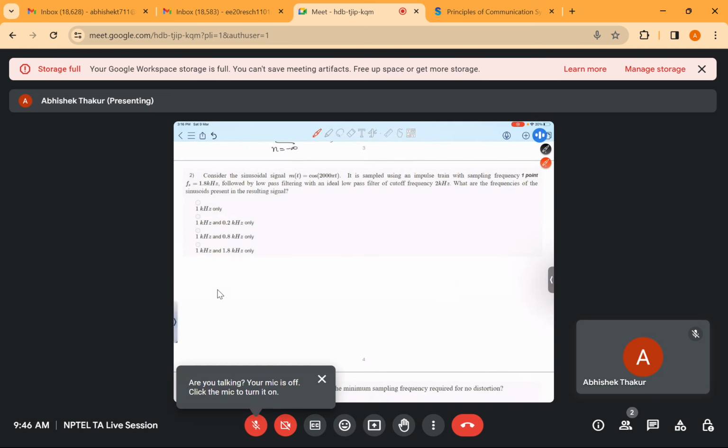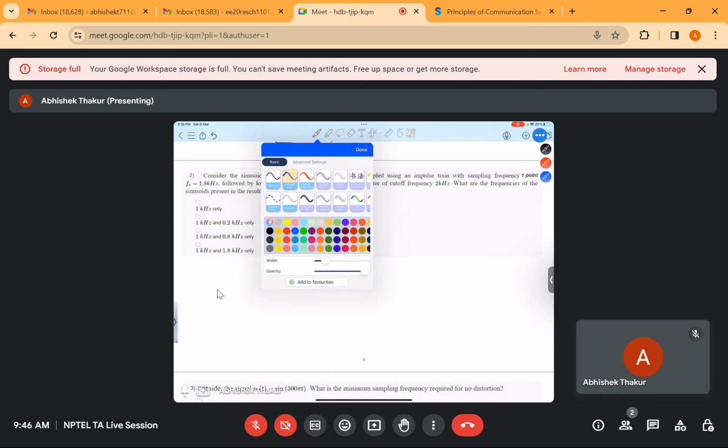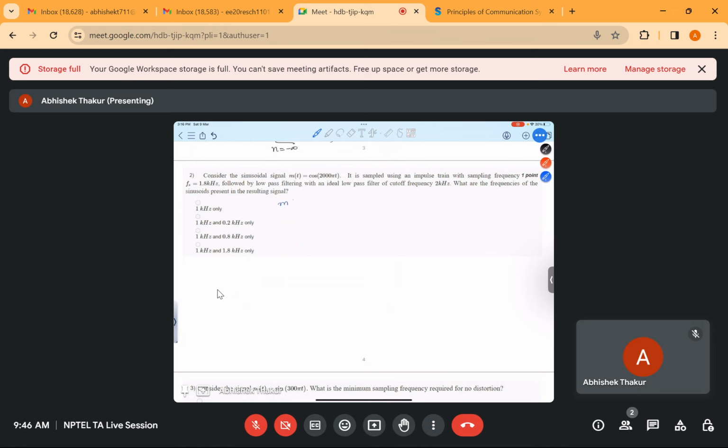Moving on to the second question: consider the sinusoidal message signal m(t) equal to cos(2000 pi t). It is sampled using an impulse train with sampling frequency fs equal to 1.8 kilohertz, followed by low pass filtering with an ideal low pass filter of cutoff frequency 2 kilohertz. What are the frequencies of the sinusoids present in the resulting signal?